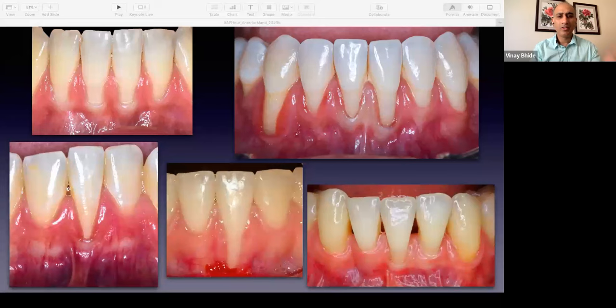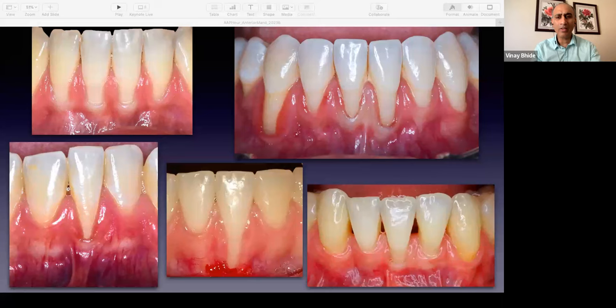So when you look at this series of pictures, this is something that we see every single day in private practice, whether it's a single recession or multiple recessions, whether it's narrow, whether it's deep, whether it's wide, whether it's shallow, whether it's combination. This is something that I see in my private practice pretty much every single day. And it's a big part of my practice. And so we always have to know what we can offer our patients in terms of successful and predictable outcomes.